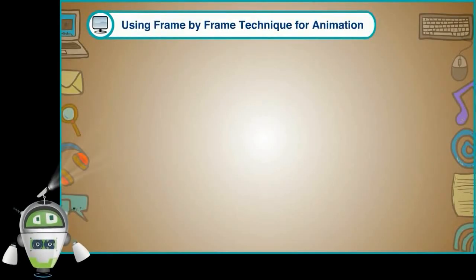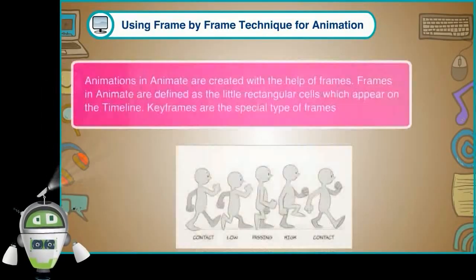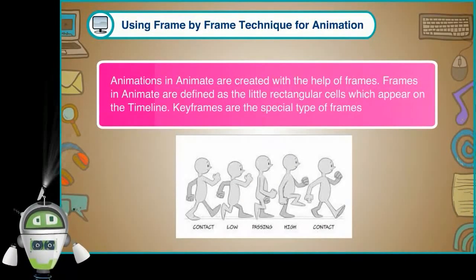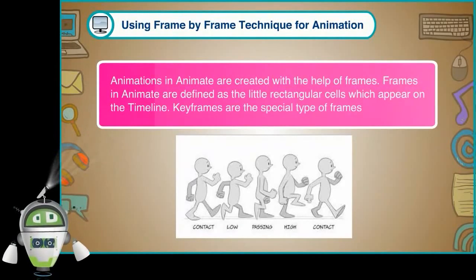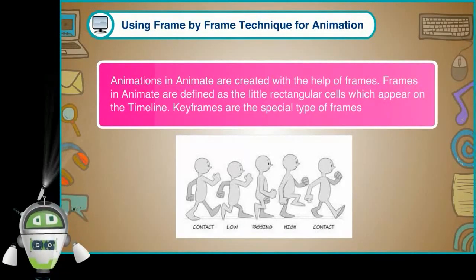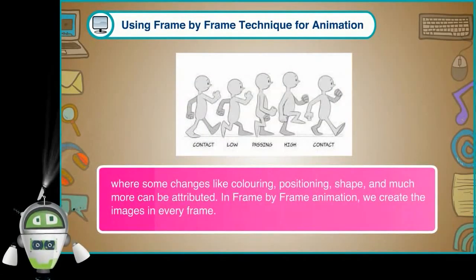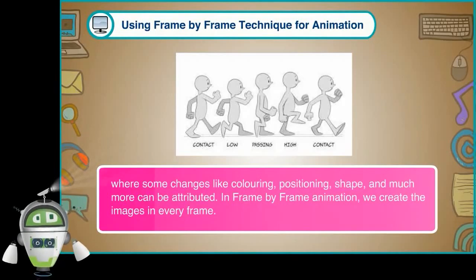Using frame-by-frame technique for animation. Animations in Animate are created with the help of frames. Frames in Animate are defined as the little rectangular cells which appear on the timeline. Keyframes are the special types of frames where some changes like coloring, positioning, shape, and much more can be attributed. In frame-by-frame animation, we create the images in every frame.